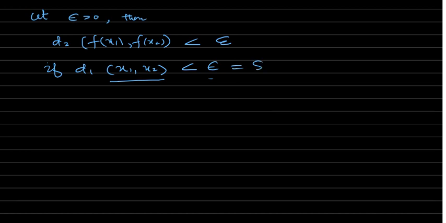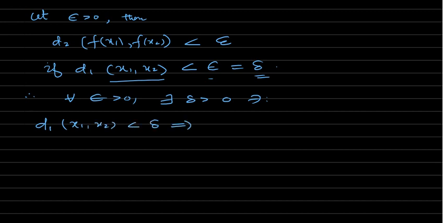Treat this as delta. So for each epsilon positive, I can find delta positive such that d1(x1, x2) less than delta implies d2(f(x1), f(x2)) less than epsilon. So therefore, for all epsilon positive there exists delta positive such that the distance between x1 and x2 less than delta implies the distance between the images f(x1), f(x2) is less than epsilon. So therefore it is continuous.